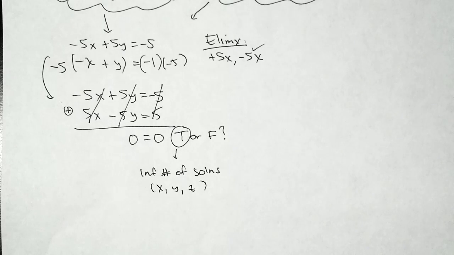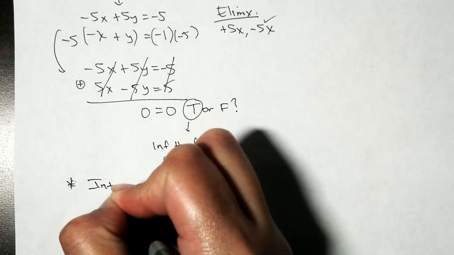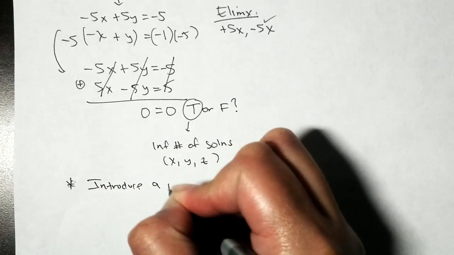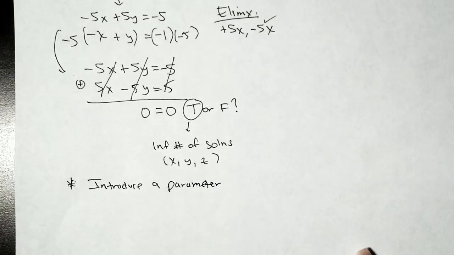Whenever we have an infinite number of solutions, we're gonna have to write our answer in set builder notation. Let's go ahead and introduce a parameter. A parameter is pretty much a new variable that can take any value.